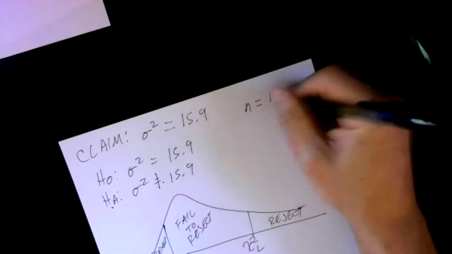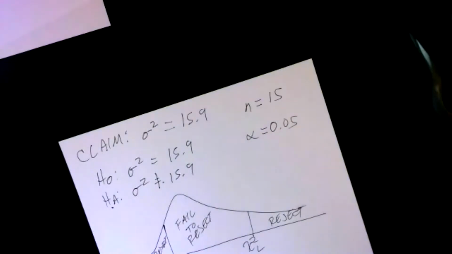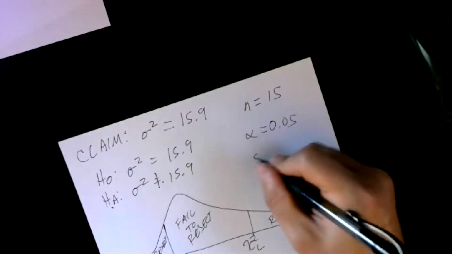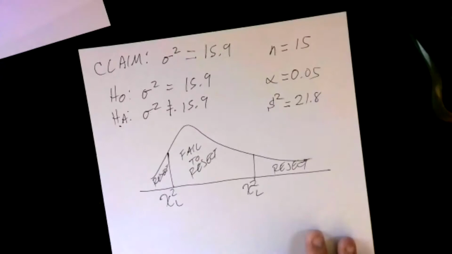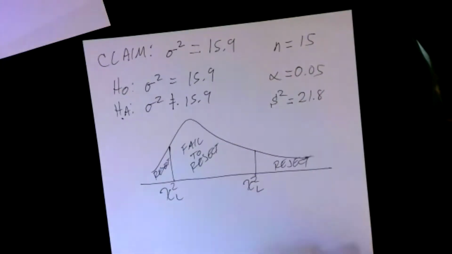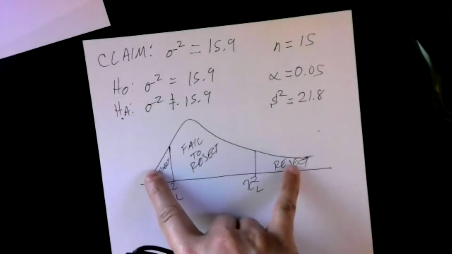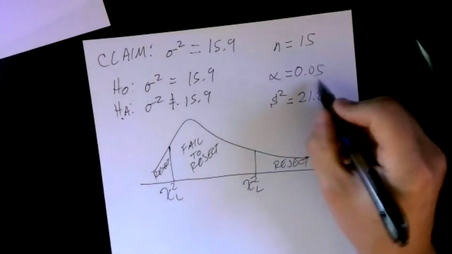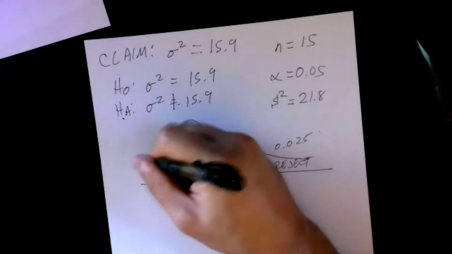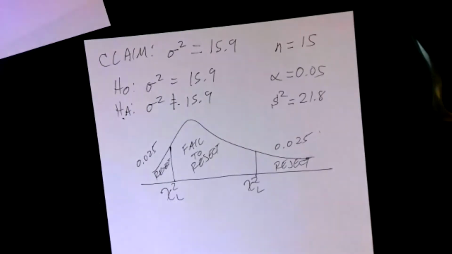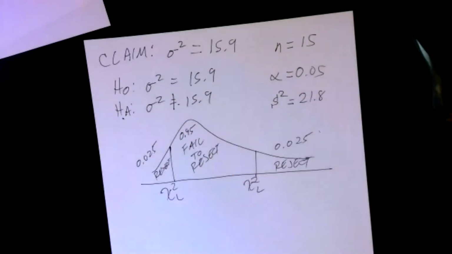The sample size is 15, alpha equals 0.05. The sample variance is 21.8. Okay, now let's be careful here. The alpha value is 0.05, but that is in both tails. We have to split that two ways, so we have to divide this by 2. So this is 0.025 over here, 0.025 on the left. If there's 0.05 in the tails, that means there's 0.95 in the center.